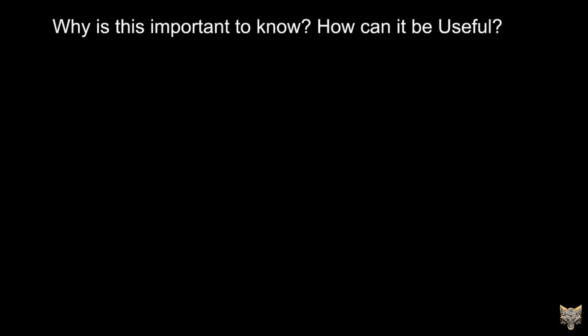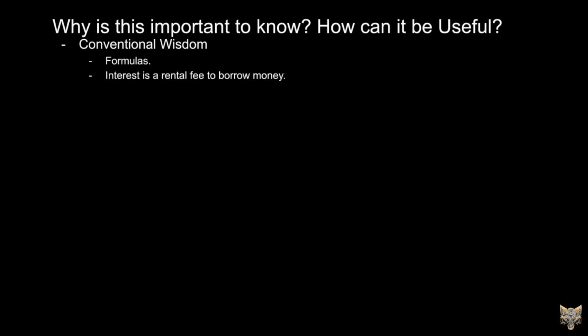Why is this important to know, and how can it be useful? So let me start off with some conventional wisdom. Of course, the formulas. The formulas are easy to follow. You plug in numbers, you get your result. Interest is a rental fee for borrowing money. And what happens when you give your money to the bank? Well, the bank can do anything they want to do with it to try and create interest, which is funny because most banks don't even give you interest.